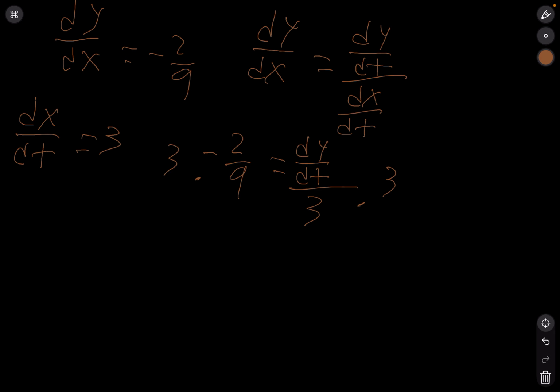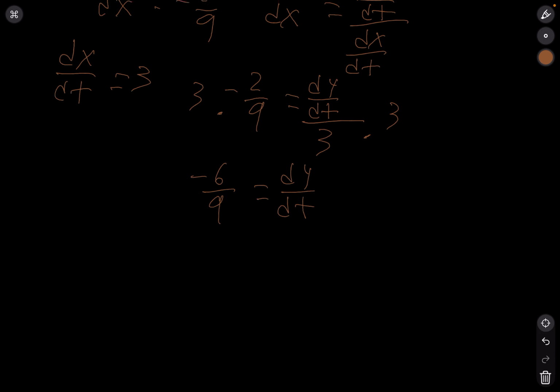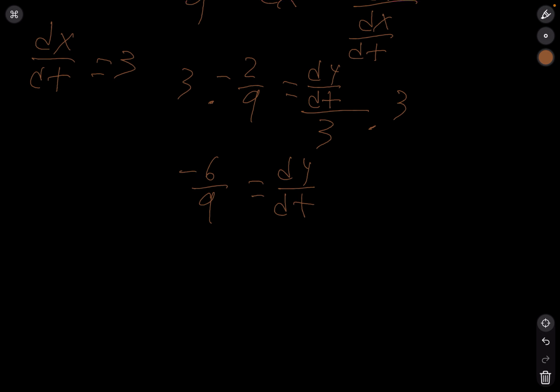So from here, in order to isolate for dy/dt, you can just multiply by 3 to both sides. This will give you negative 6 over 9. And if you simplify it, should give you negative 2 over 3 is equal to dy/dt. And that is the fourth question done.